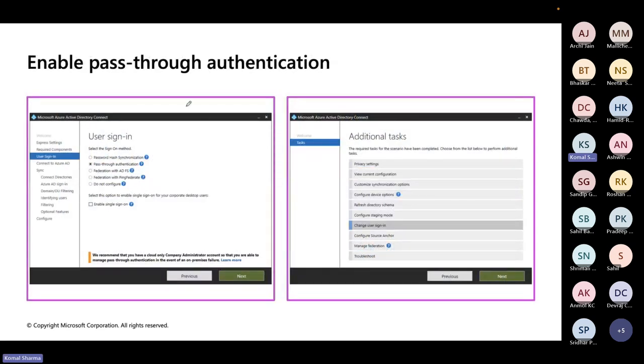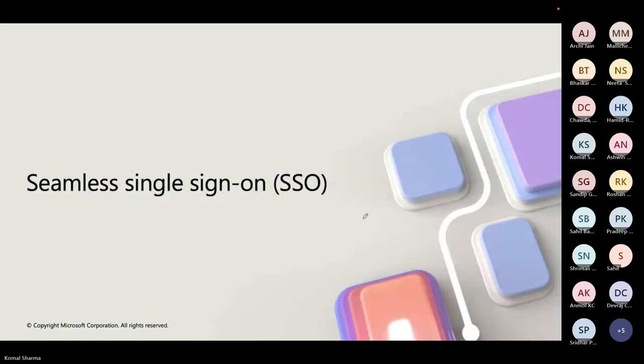When you are setting up pass-through authentication, you need to select the user sign-in method. The second option is pass-through authentication. There are some additional tasks that you can perform. You can change the user sign-in and other privacy-related settings that can be configured. Now let's understand seamless single sign-on.